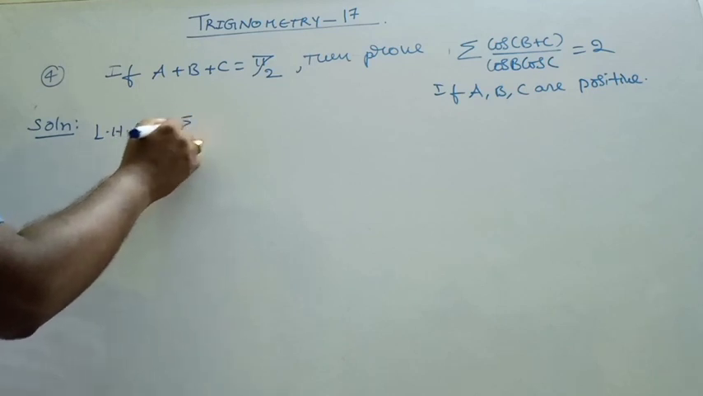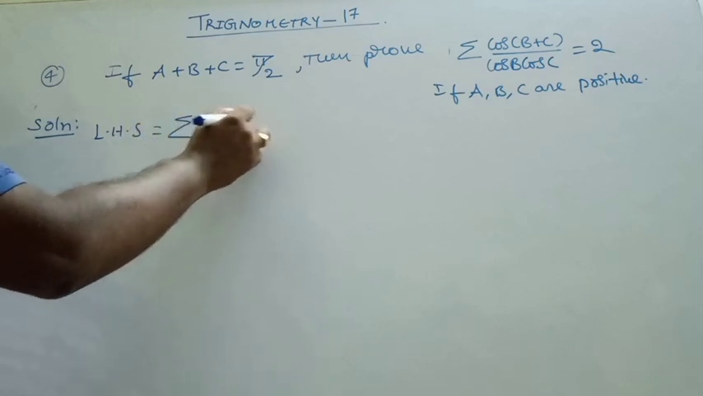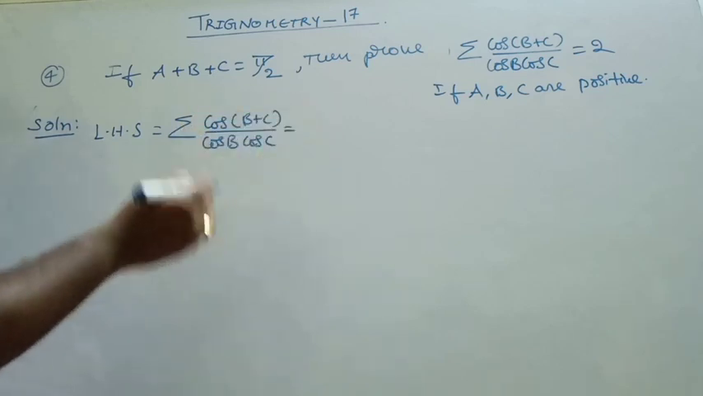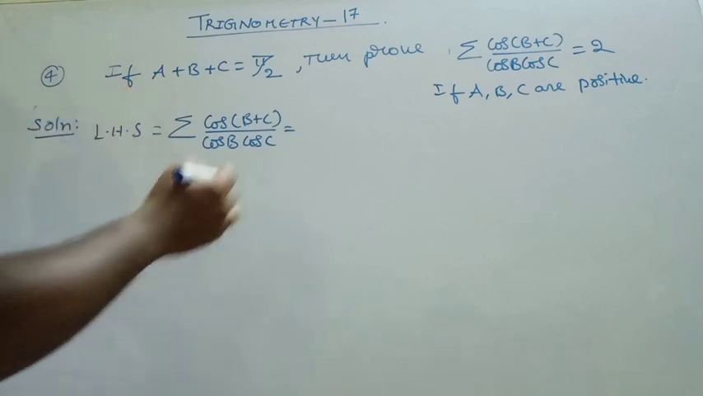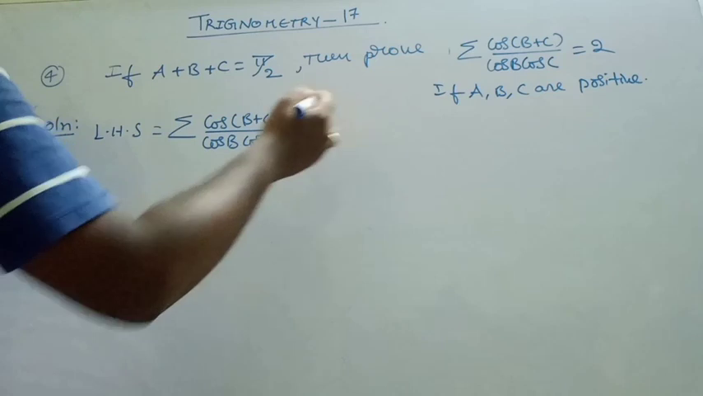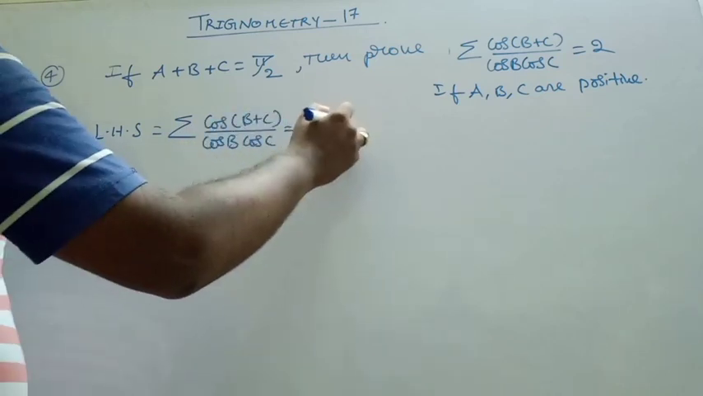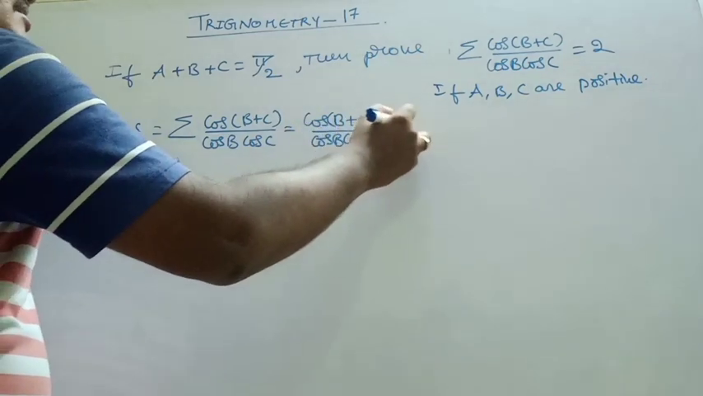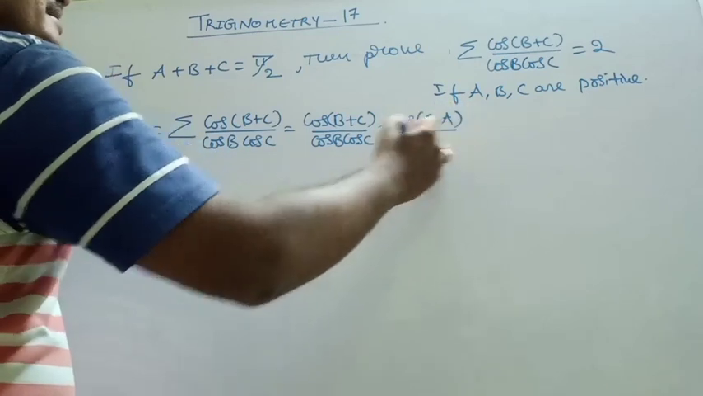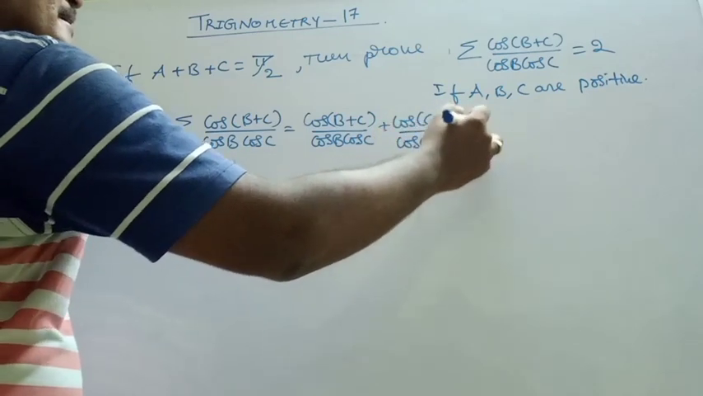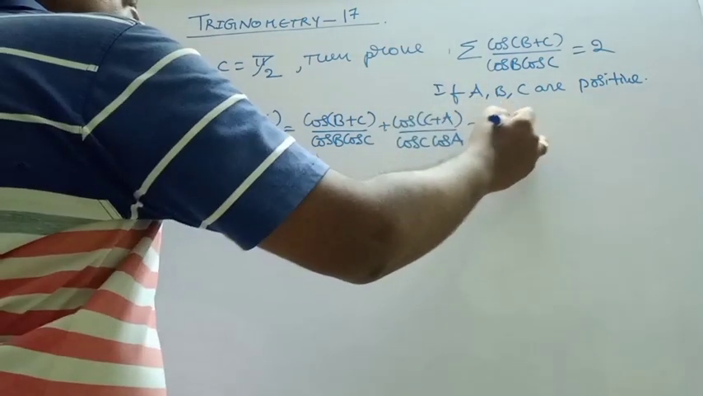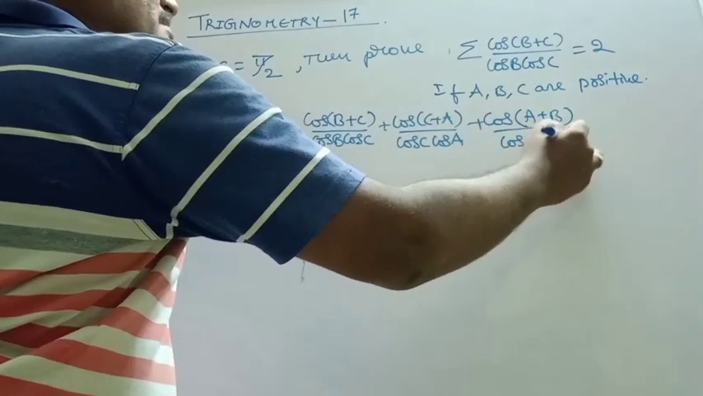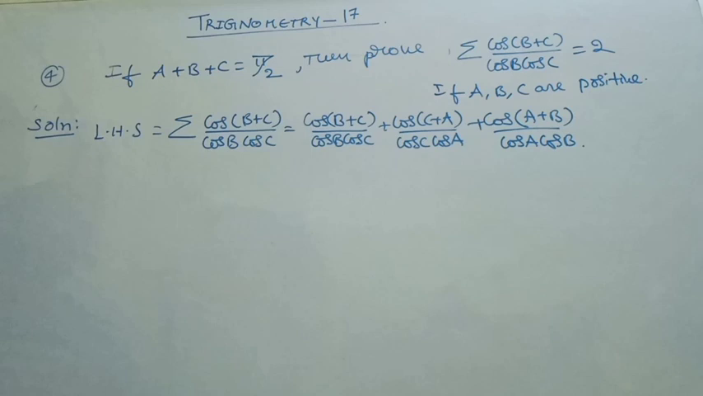Left hand side, what they have given is sigma of cos(B + C) by cos B cos C. Since the sigma notation is there, this is nothing but cos(B + C) by cos B cos C, plus cos(C + A) by cos C cos A, plus cos(A + B) by cos A cos B. This is what we are going to have.